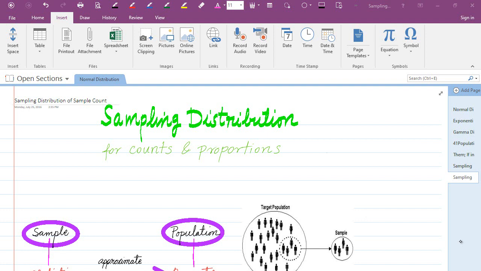Welcome back. In the last two videos, we looked at the sampling distribution of the sample mean. In this video, we will be looking at the sampling distribution for counts and proportions.